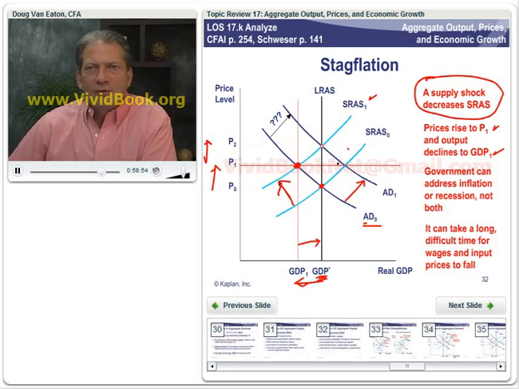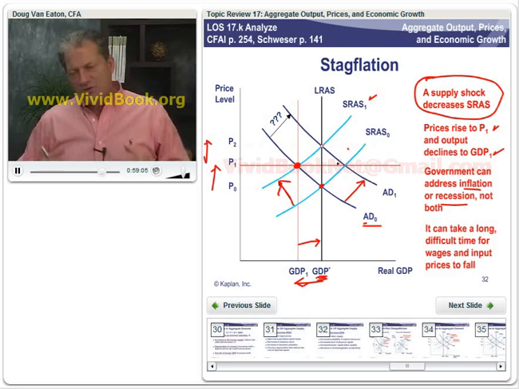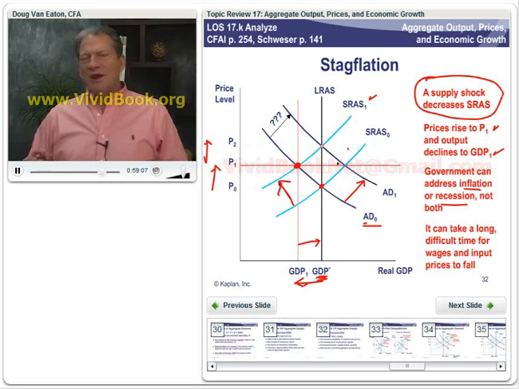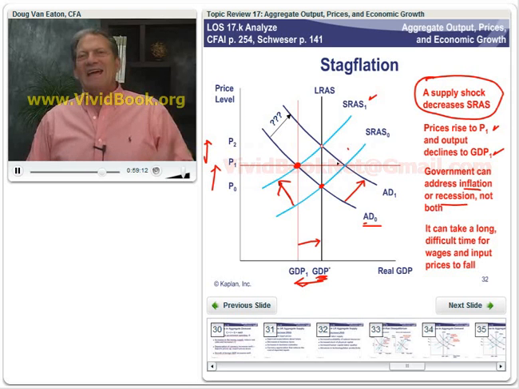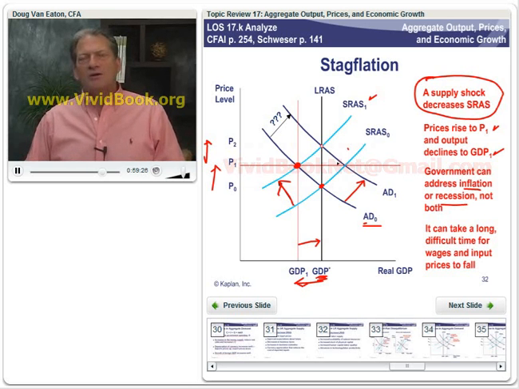That was our first move. The government can address inflation by trying to cool the economy down. They can address recession by trying to heat the economy up, but they don't have any tool that's going to reduce inflation and increase economic activity. And it can take a long and difficult time for wages and input prices to fall. The classical economists said, oh yeah, they'll fall pretty quickly and we'll get right back to long-run equilibrium.